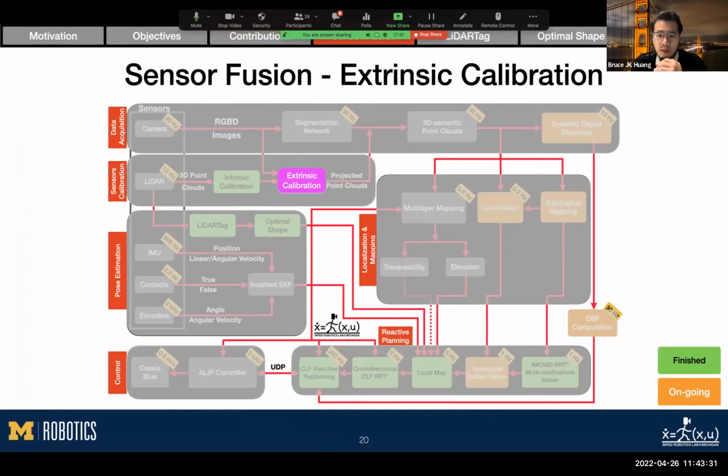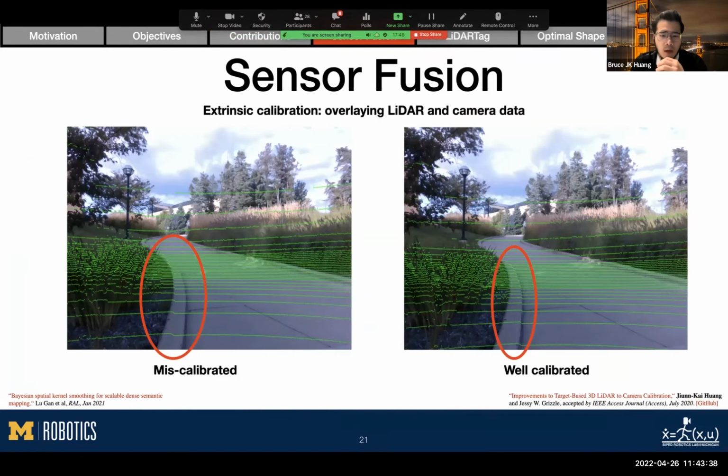The first topic is the extrinsic calibration. Again, it is indicated by the pink color here. On the left, you can see the calibration is not so good, so that when projecting the points back to the image, the curves are not aligned. On the right, on the other hand, is a well-calibrated system. After the calibration, we can know which points correspond to sidewalks, grass, or trees, so that we have a semantic point cloud to build a semantic map.